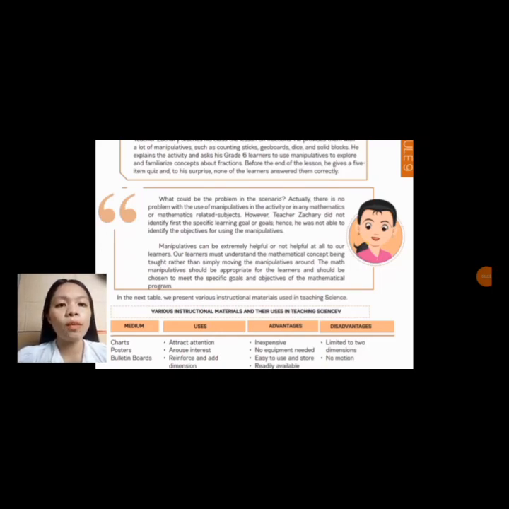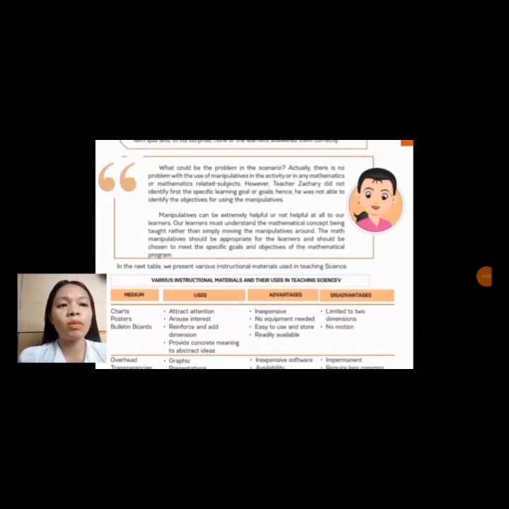Actually, there is no problem with the use of manipulatives in the activity or in any mathematics or mathematics-related subject. However, teacher Joharki did not first identify the specific learning goal or goals. Hence, he was not able to identify the objectives for using the manipulatives. Manipulatives can be extremely helpful or not helpful at all to our learners. Our learners must understand the mathematical concept being taught rather than simply moving the manipulatives around. The math manipulatives should be appropriate for the learners and should be chosen to meet the specific goals and objectives of the mathematical program.